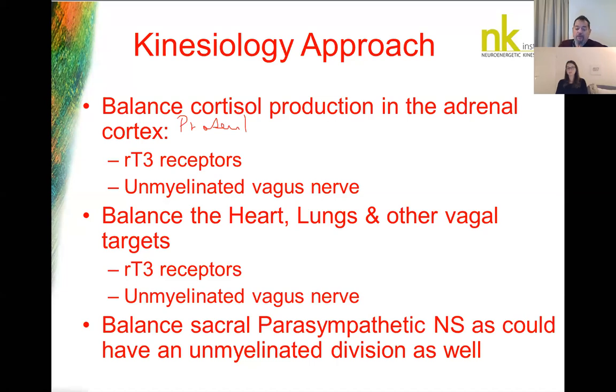Then we also look at all the other vagal ganglions for the heart, lungs and other places where the vagus nerve works. And so again, we would do reverse T3 and the T3 receptor, and of course the unmyelinated vagus nerve as well.